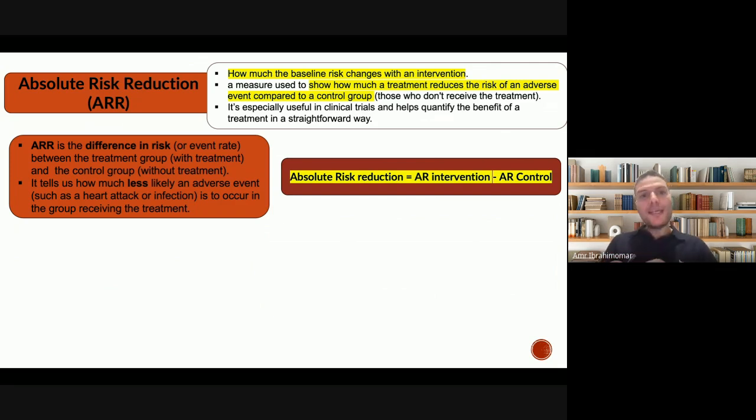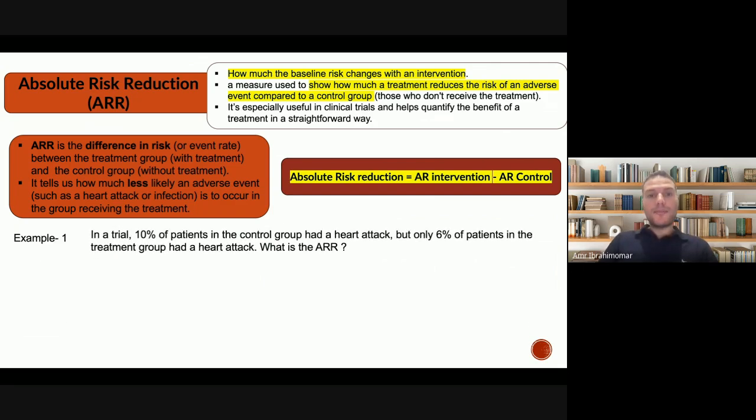Absolute risk increase, we use it, for example, if we are comparing smokers and non-smokers with a bad outcome, the absolute risk increase for lung cancer in a smoker compared to a non-smoker, or for stomach cancer in an alcoholic compared to a non-alcoholic. That's why you will have it as a positive value. The absolute risk reduction is the difference in risk in the treatment group compared to the control group.